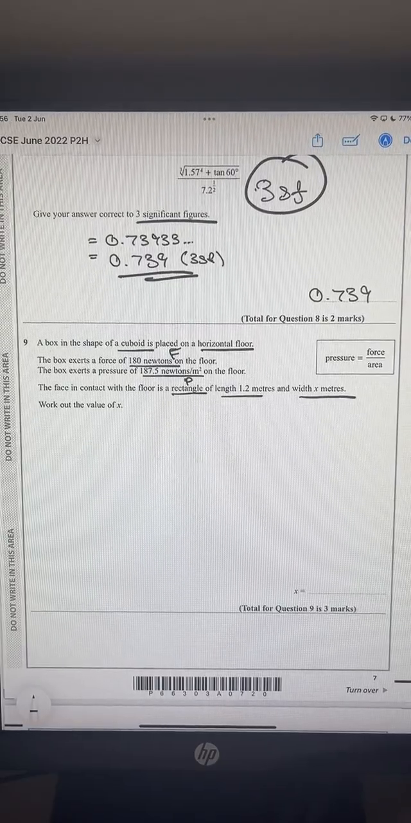I never want to see pressure again. This is not bad though. This question is nice, trust me. Work out the value of x.